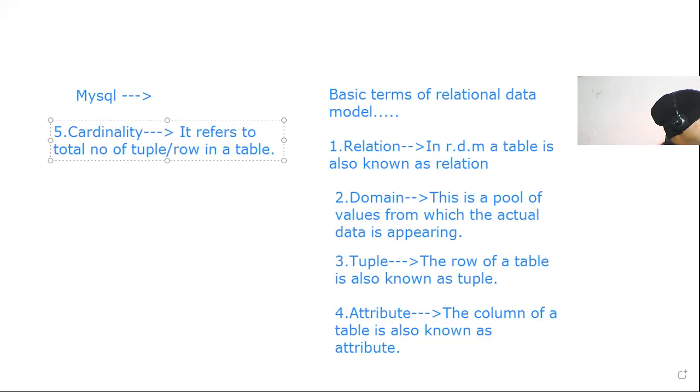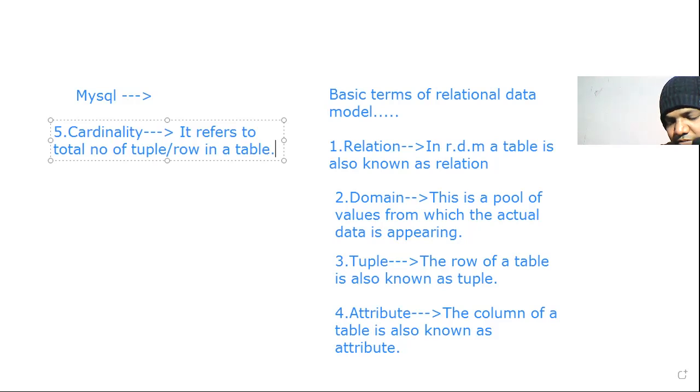Suppose five students' data are there in a table. ABC is the name of the table, and the details are roll number 1, roll number 2, roll number 3, roll number 4, roll number 5. If I ask you what will be the cardinality, what is the answer? Five. Very good. Cardinality means the total number of rows available in a table. It is asked in the question.